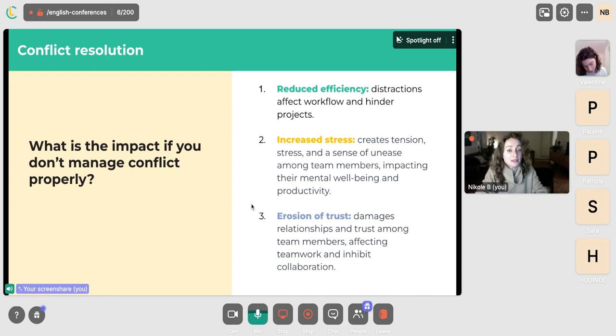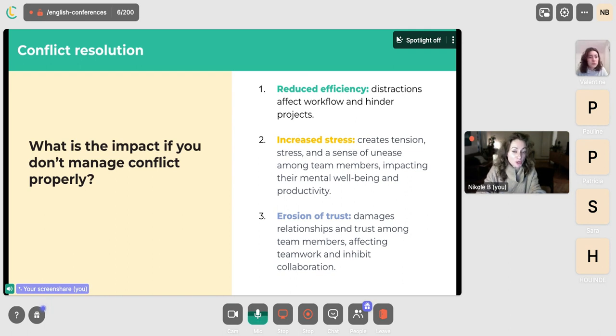You have increased levels of stress. So the more tension there is in a workplace, the more people in your teams feel uncomfortable or uneasy. And overall, it's going to impact people's mental health and their well-being and their productivity at work, right? If you, for example, don't get along with a team member, it's hard for you to get your job done.